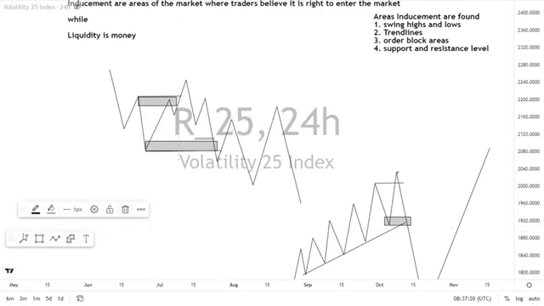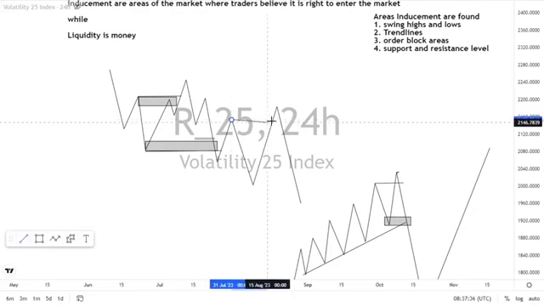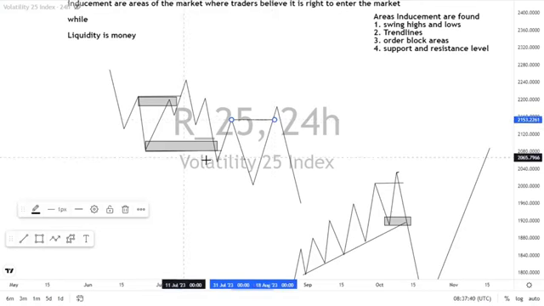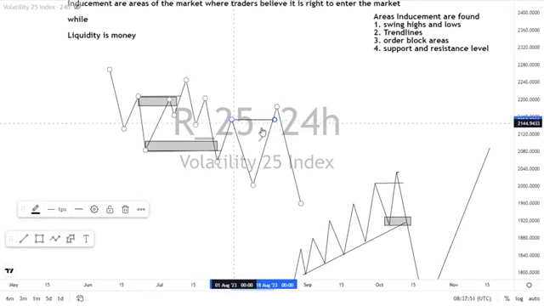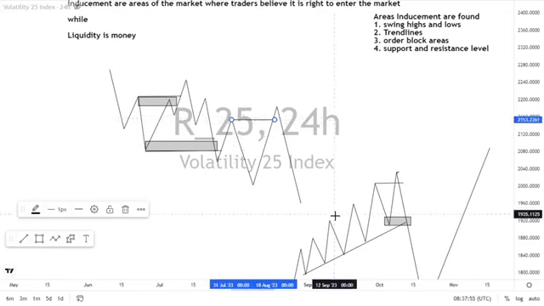Let's delete this. This was the high created after we had our external liquidity taken out. So this is the high the market used as liquidity. The market used this area as inducement, took out a lot of liquidity, and then continued to the downside.